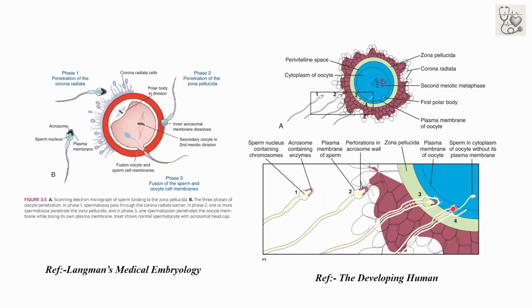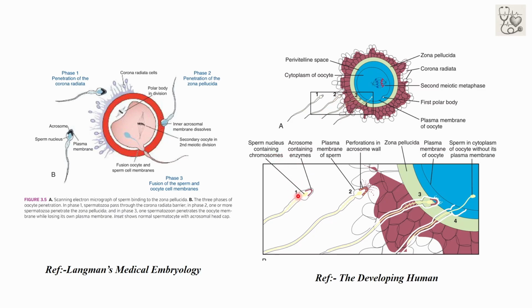So this picture is explaining the same thing. The first stage is the penetration of the corona radiata. The second phase is penetration of the zona pellucida, and the third phase is the penetration of the vitelline membrane. This figure is also saying the same thing, which is taken from The Developing Human. First, second and third phase.